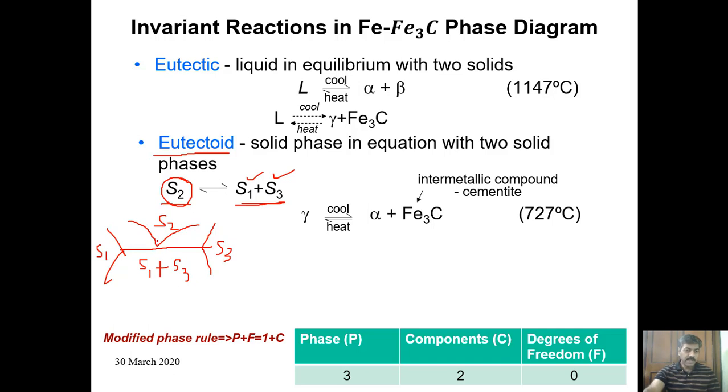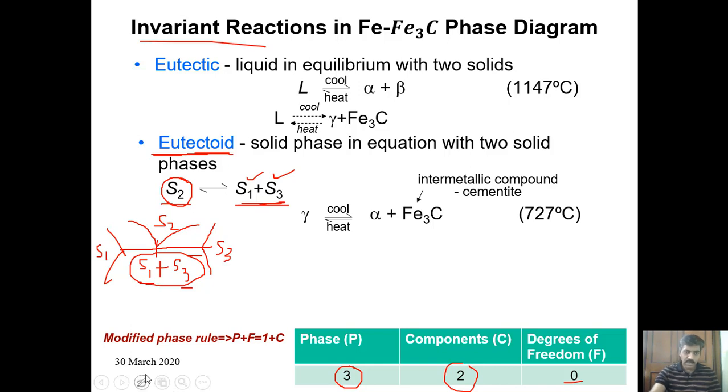So similar to eutectic, here also a lamellar structure will form of S1 and S3. This combination of phases will be present here. So one solid will be converted into two solids. This is what is the eutectoid. Again you can check this will be valid because 3 phases are in equilibrium, S1, S2, S3, and 2 components are there. So again the degree of freedom is 0. All these different kinds of reactions or transformations that we are considering are invariant reactions.